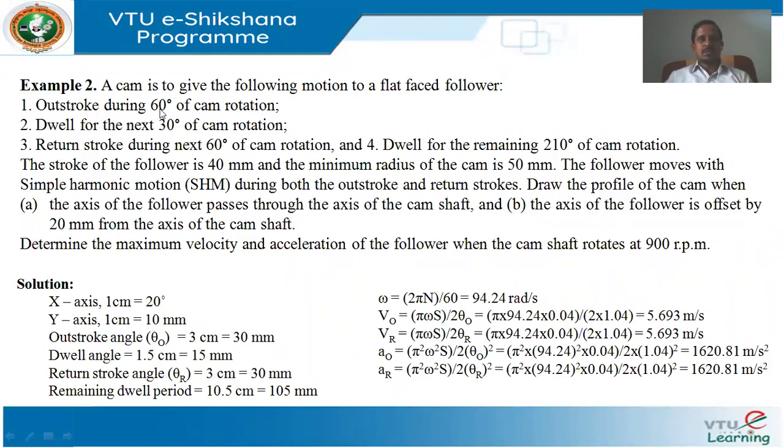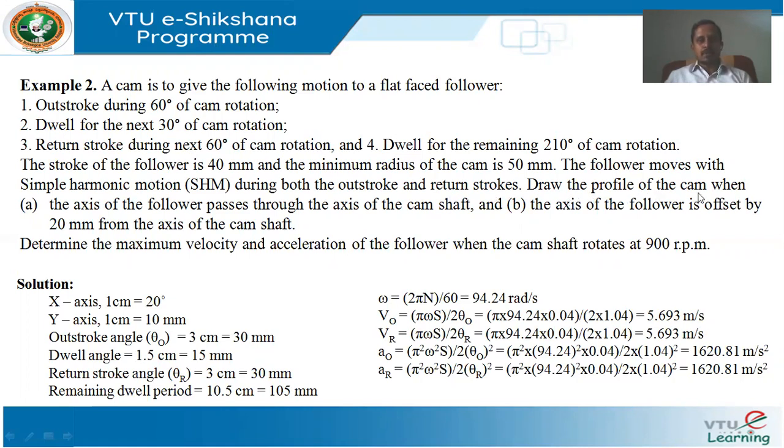Outstroke during 60 degrees of cam rotation, dwell for the next 30 degrees of cam rotation, a return stroke during the next 60 degrees of cam rotation, and dwell for the remaining 210 degrees of cam rotation. The stroke of the follower is 40 millimeter. The minimum radius of the cam is 50 millimeter. The follower moves with simple harmonic motion during both the outstroke and return strokes.